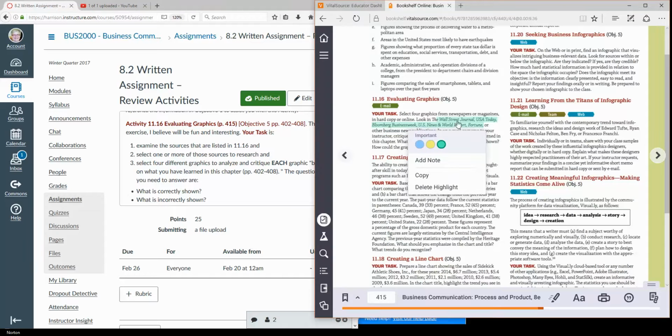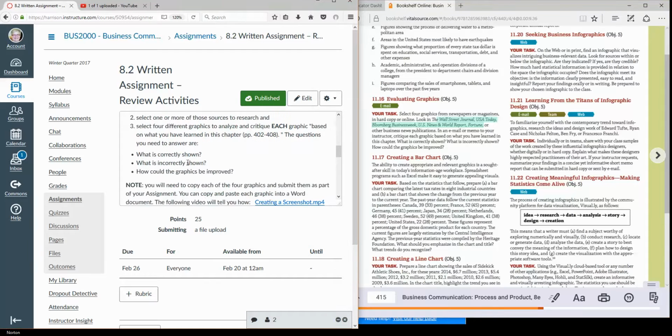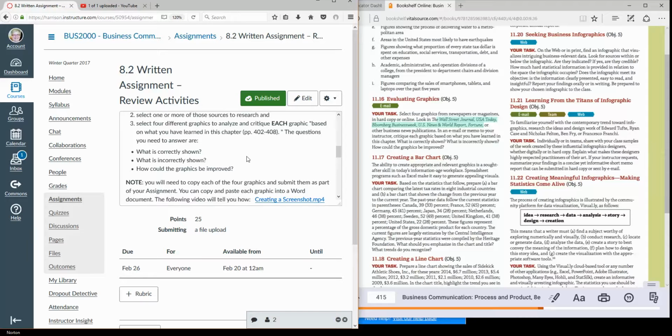So don't worry about an email memo. Critique each graphic, so you pick 4 different graphics out of here, okay? It could be all the same one, or it could be from different ones in here, okay? Then, depending on the graphic you pick, don't worry about a memo, just is it correctly shown? What is incorrectly shown? And how could it be improved?